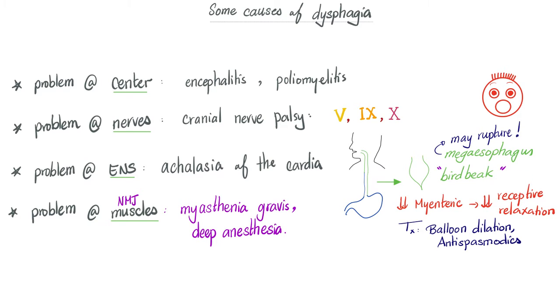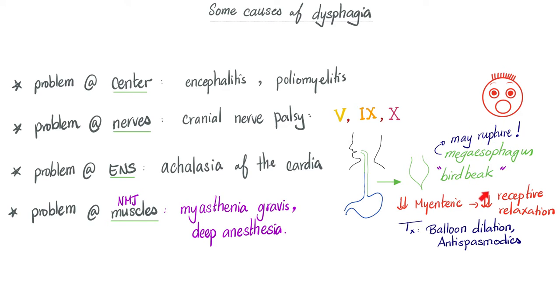Absence of receptive relaxation will make the esophagus unable to relax, unable to accept and receive the food, and therefore unable to give it to the stomach. So food will pile up in the esophagus until the esophagus enlarges like mad. Mega esophagus, giving you this classic bird beak appearance. Accumulation of food in this area will raise the esophageal pressure. If this is too much, your esophagus can rupture, called Boerhaave syndrome, which is a stinking medical emergency.